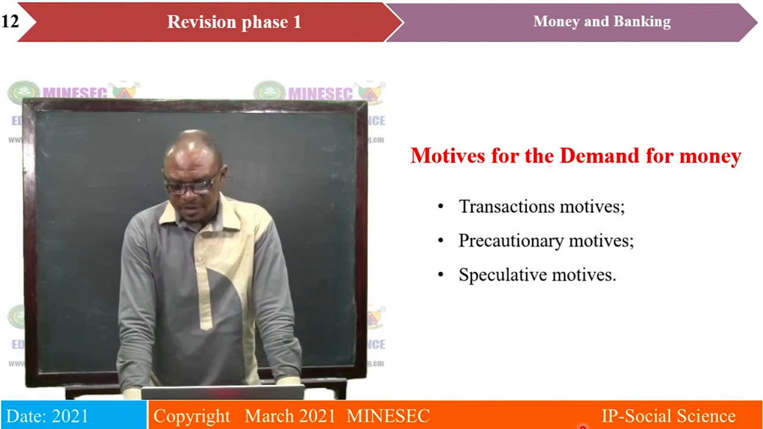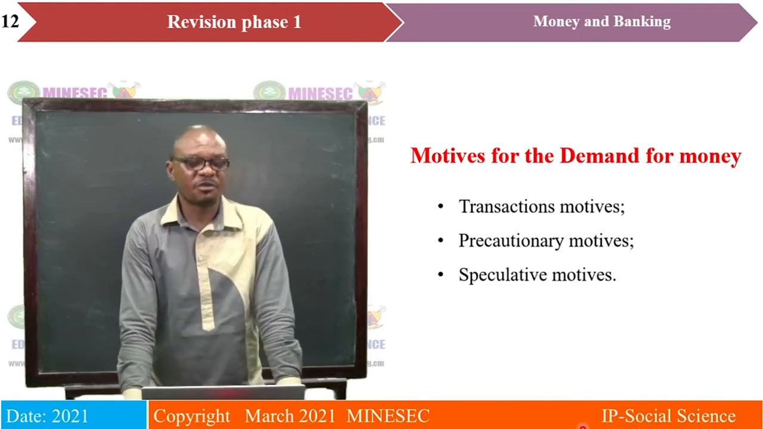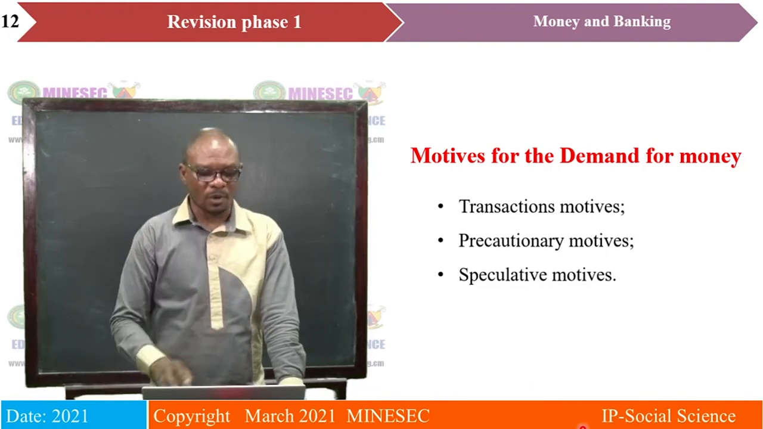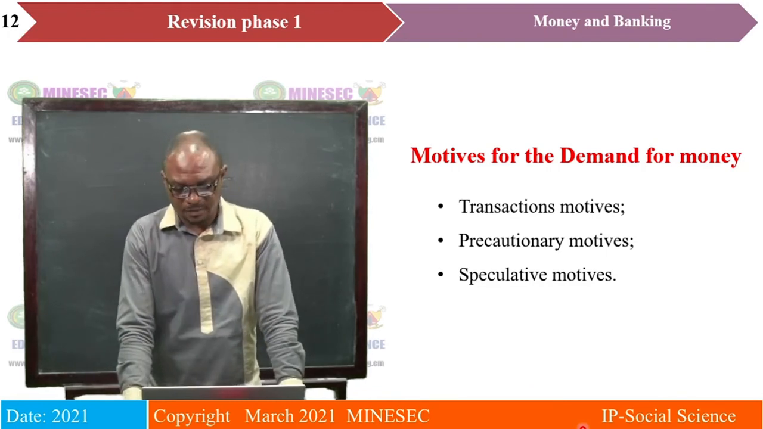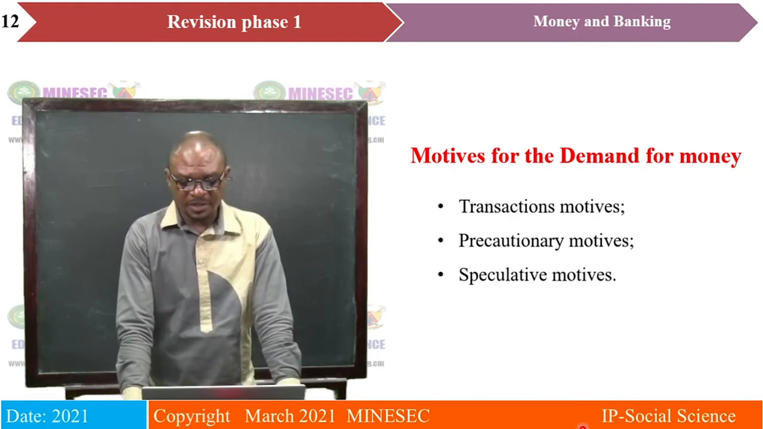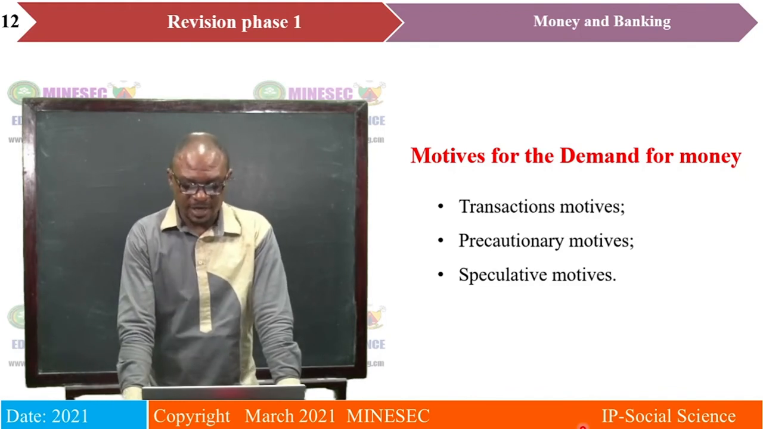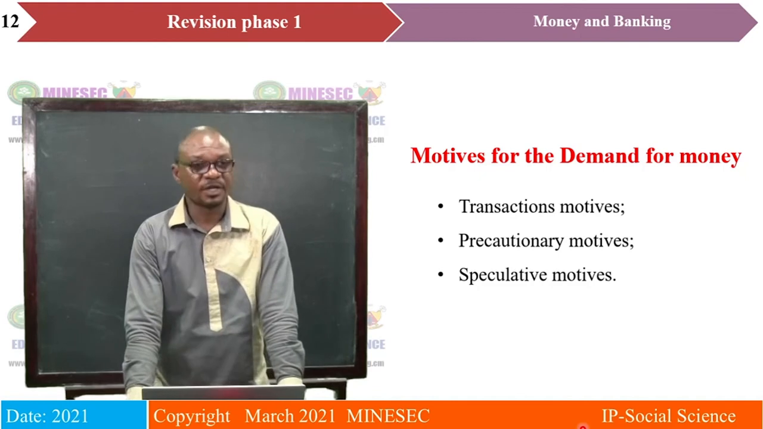The motives for the demand for money. Recall that the demand for money is the desire to hold wealth in liquid cash. So why would people desire to hold wealth in liquid cash? We call that the demand for money or liquidity preference. So there are three main reasons for liquidity preference.